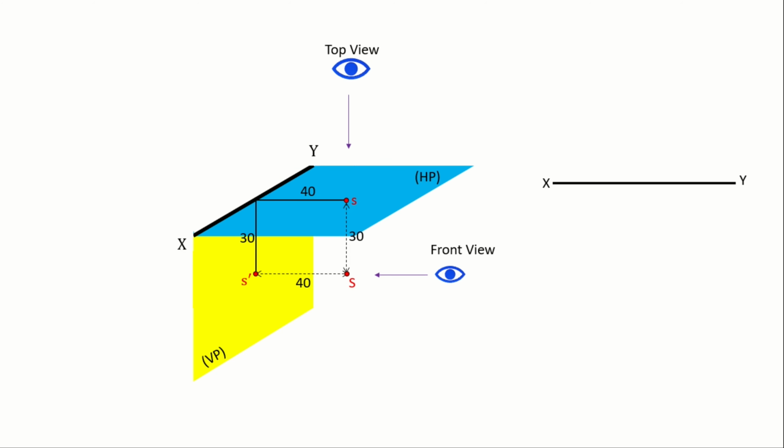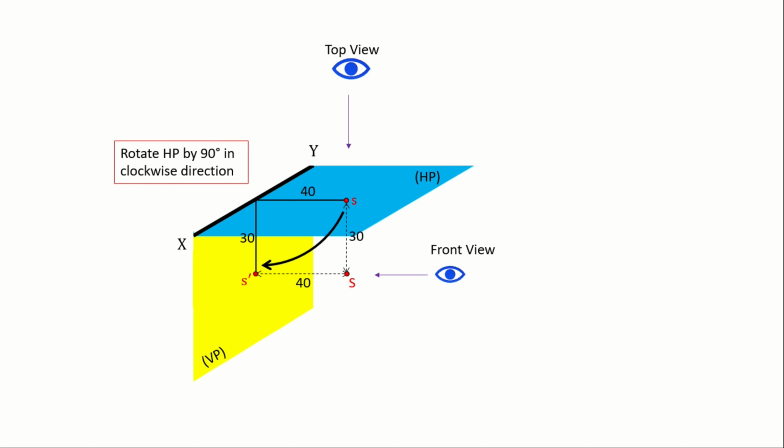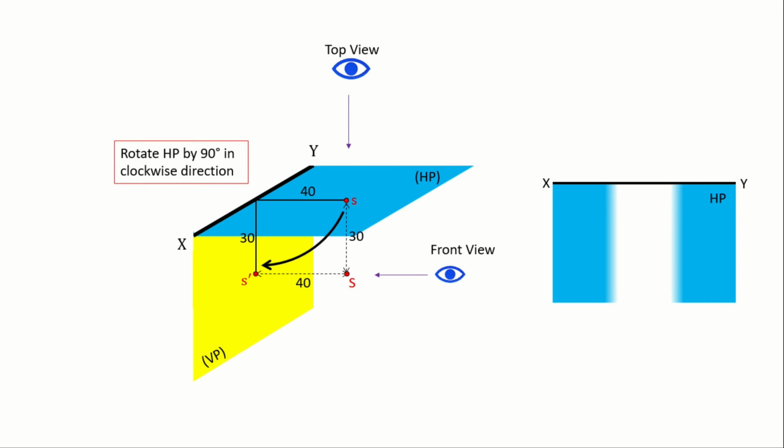Suppose you have a reference line XY. The space below XY is the vertical plane. So on this vertical plane, we will draw the front view of the point S. The point S dash, the front view of the point S, is 30 mm below XY. Now if you rotate HP by an angle equal to 90 degrees in clockwise direction, again if you have a reference line, the area below XY line is HP. Now on this HP, we will draw the top view of the point S. The point S is 40 mm below XY.